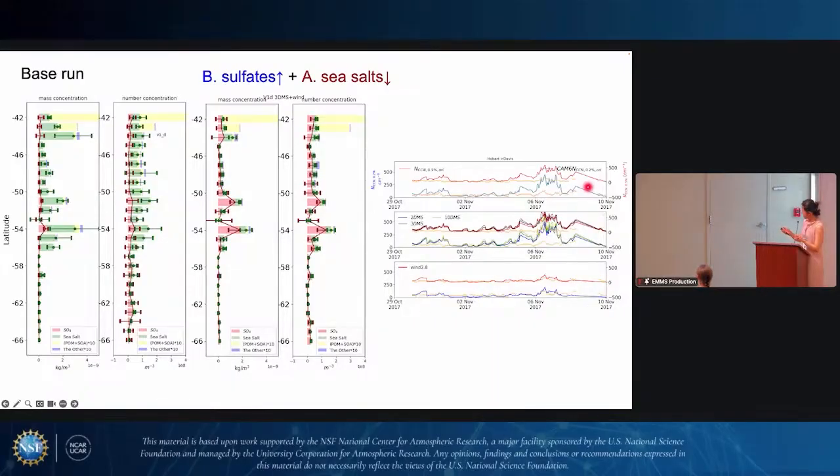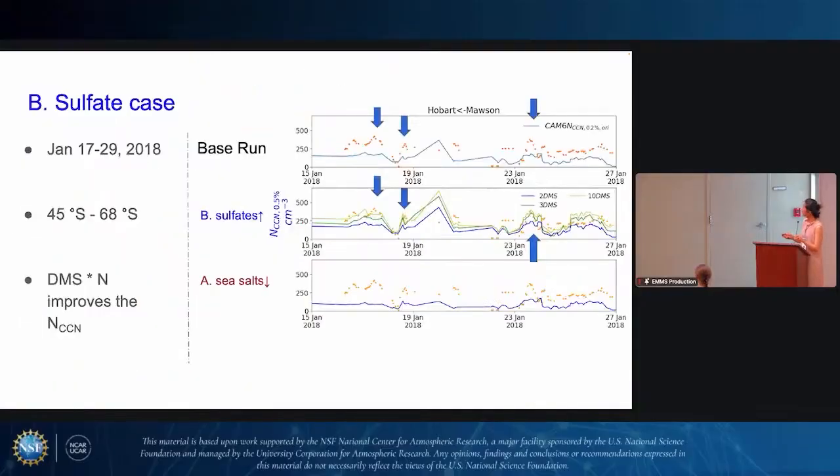A similar case, however, is based on the sulfate, which happened in the very deep summer. In 2018, from Mawson to Hobart, the model underestimated those peaks here, here, and here, which got further underestimated when we tuned down the sea salt. It has to be by doubling or tripling the DMS, as you see in the middle, that the peaks are well captured by the model. So the DMS tripling method largely improved the NCCN performance here.